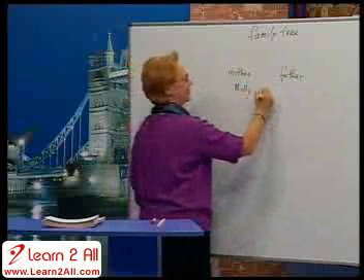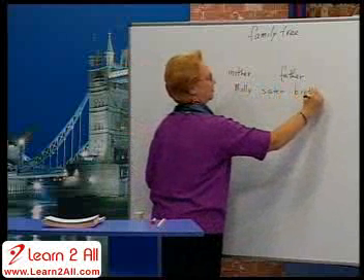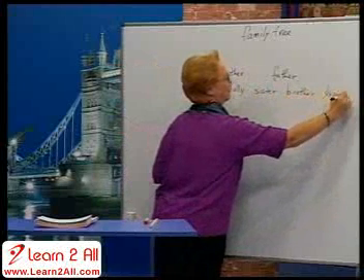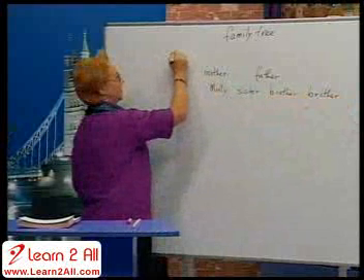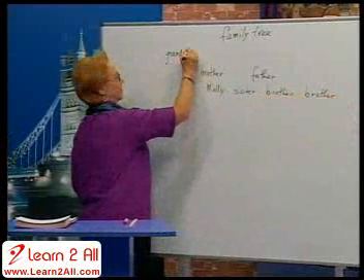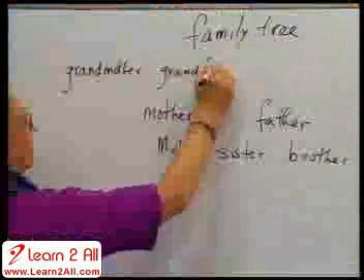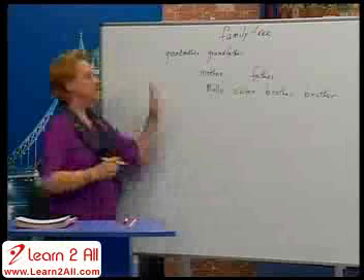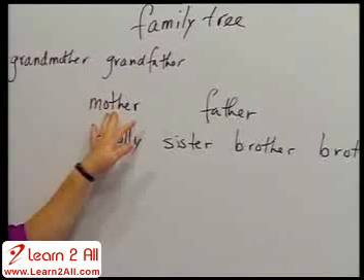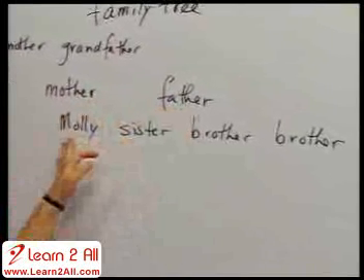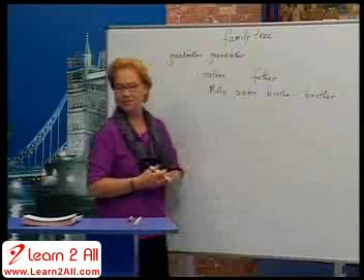Molly, sister, brother, brother. And on this side, grandmother and grandfather. Okay? Grandmother, grandfather, mother, father. Molly, sister, brother, brother.